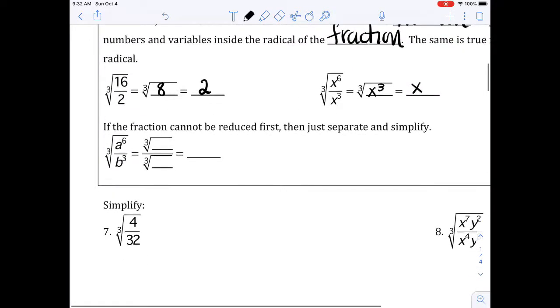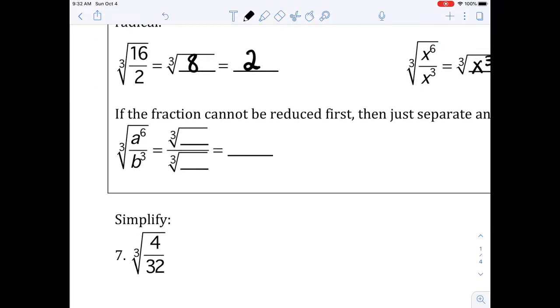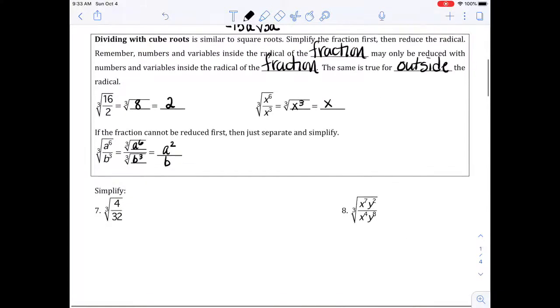If the fraction cannot be reduced first, then just separate and simplify. So a to the 6th, b to the 3rd, we can't simplify that. So we separate it, a to the 6th, b to the 3rd, and then we apply the cube root. So the cube root of a to the 6th is a squared, because there's 2 groups of 3 in 6, or 6 divided by 3 is 2, and the cube root of b cubed is b.